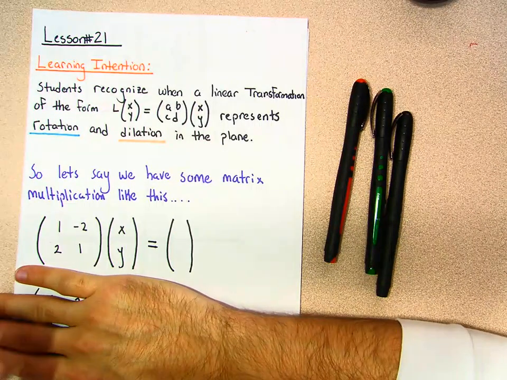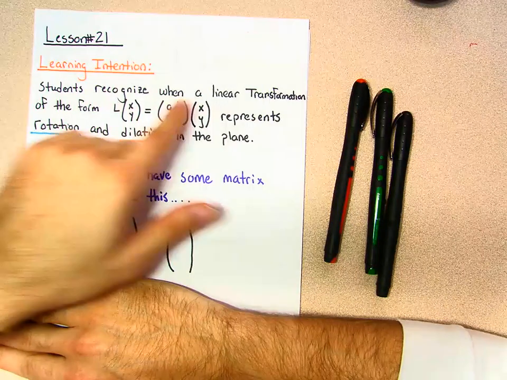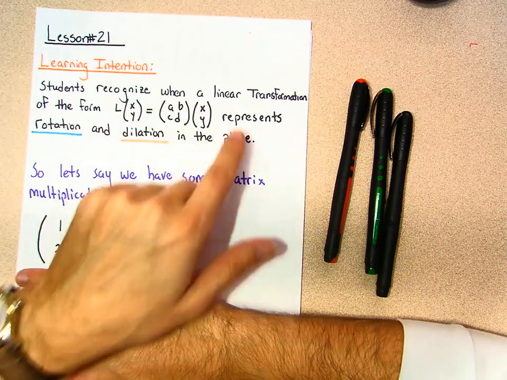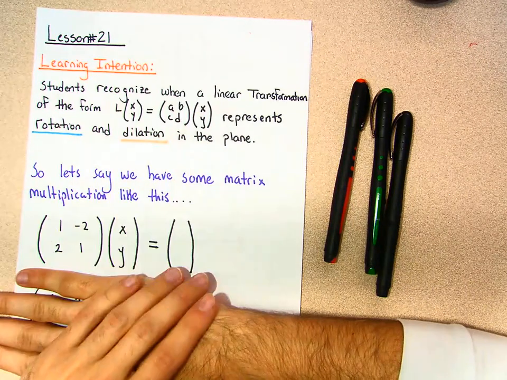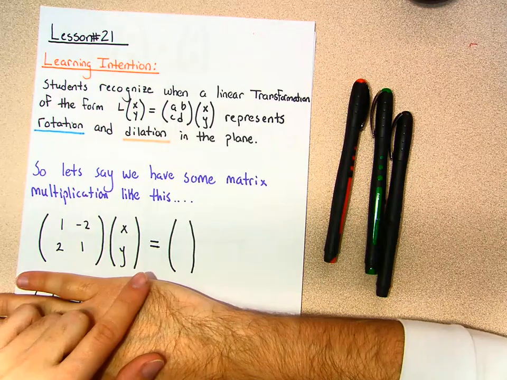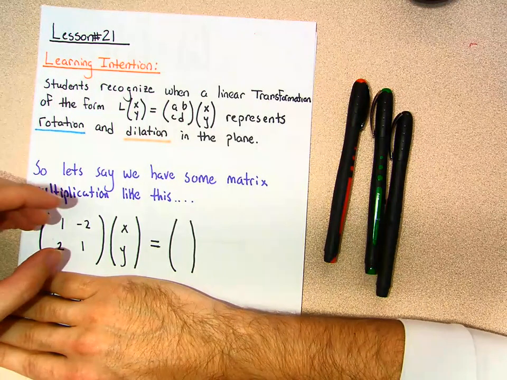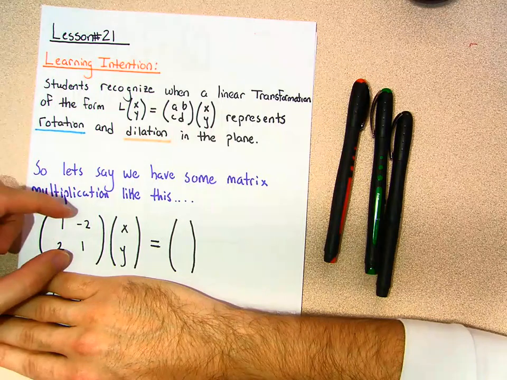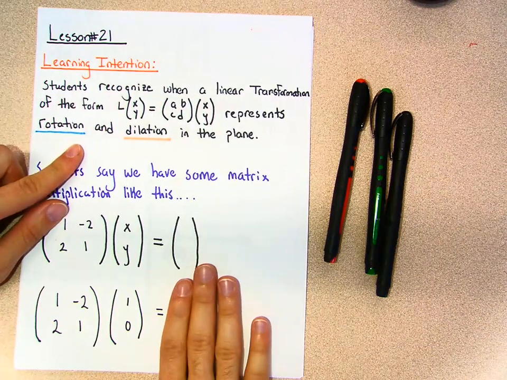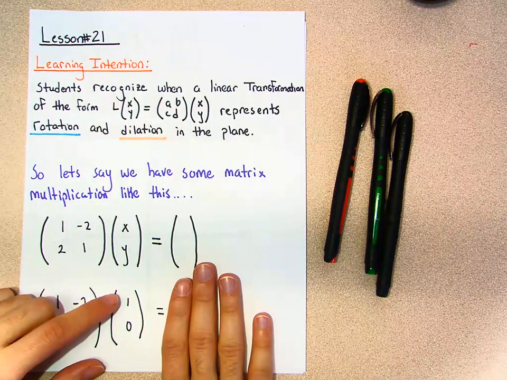So, lesson 21, this will be a really short lesson. Students recognize when a linear transformation of the form L(x, y) = [a b; c d][x; y] represents a rotation and dilation in the plane. So, let's say we have this matrix multiplication, and this is our 2 by 2 matrix, right? What is this doing? It is changing some point x, y. So I'd like you to just simply calculate this and see what's happening.